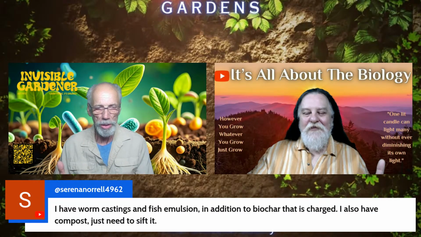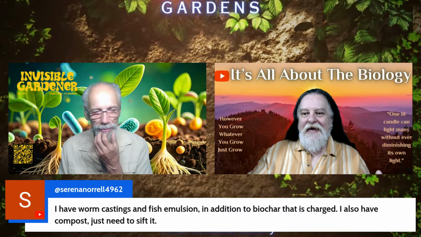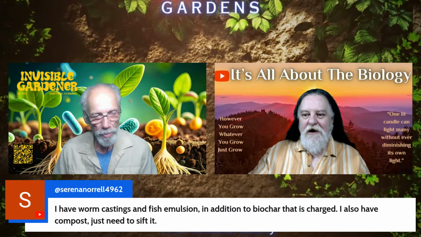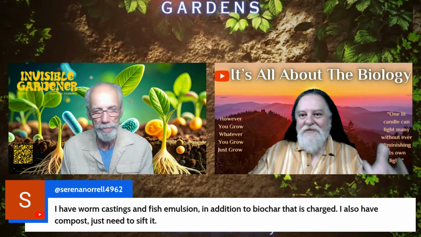So okay, I'll read it for the audience that doesn't see this. I have worm castings and fish emulsion. In addition to biochar that is charged, I also have compost. Just need to sift it. And that's what you need, Serena.